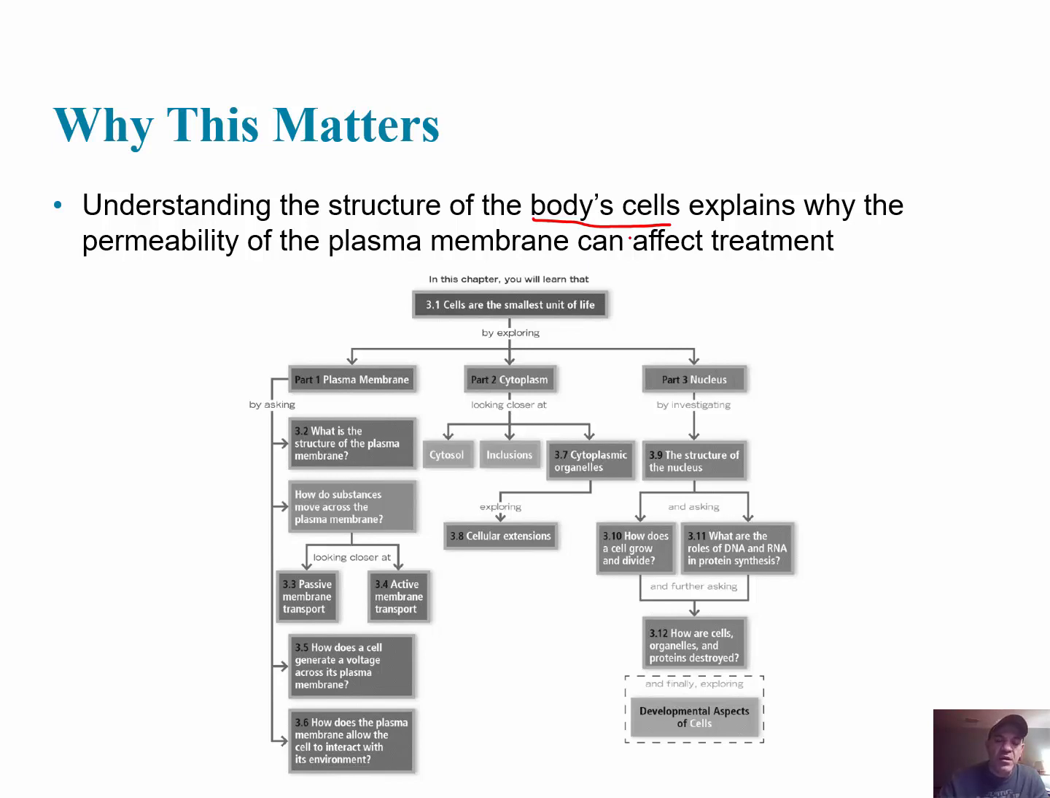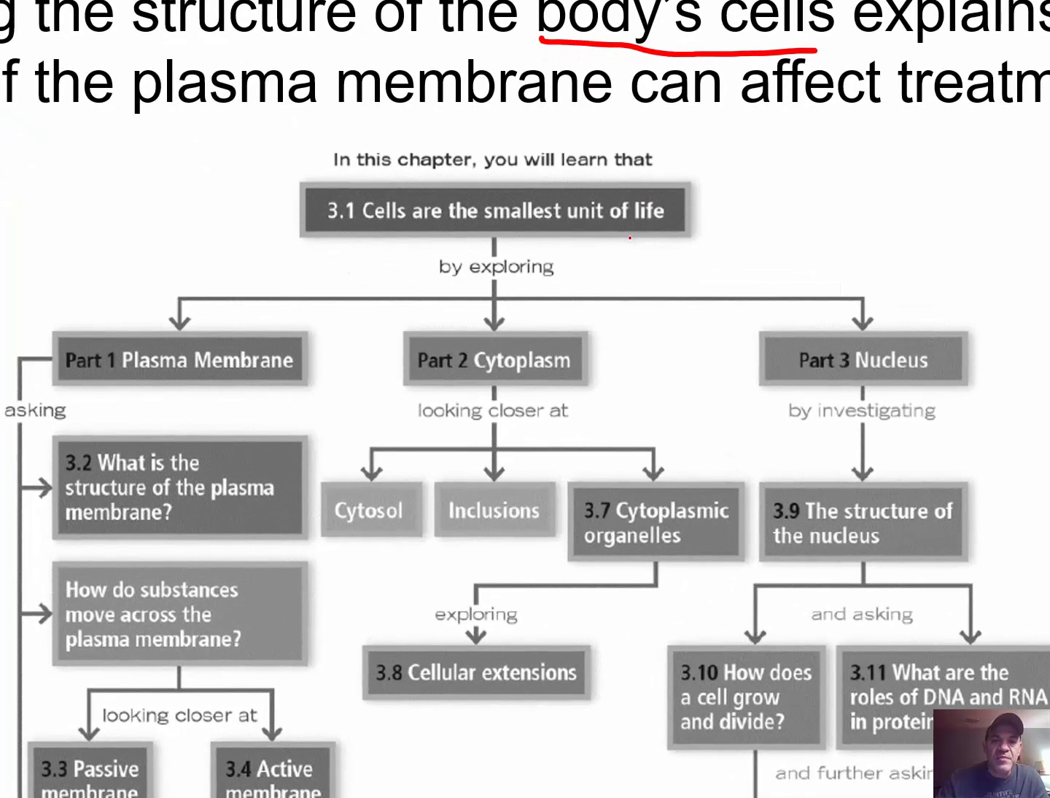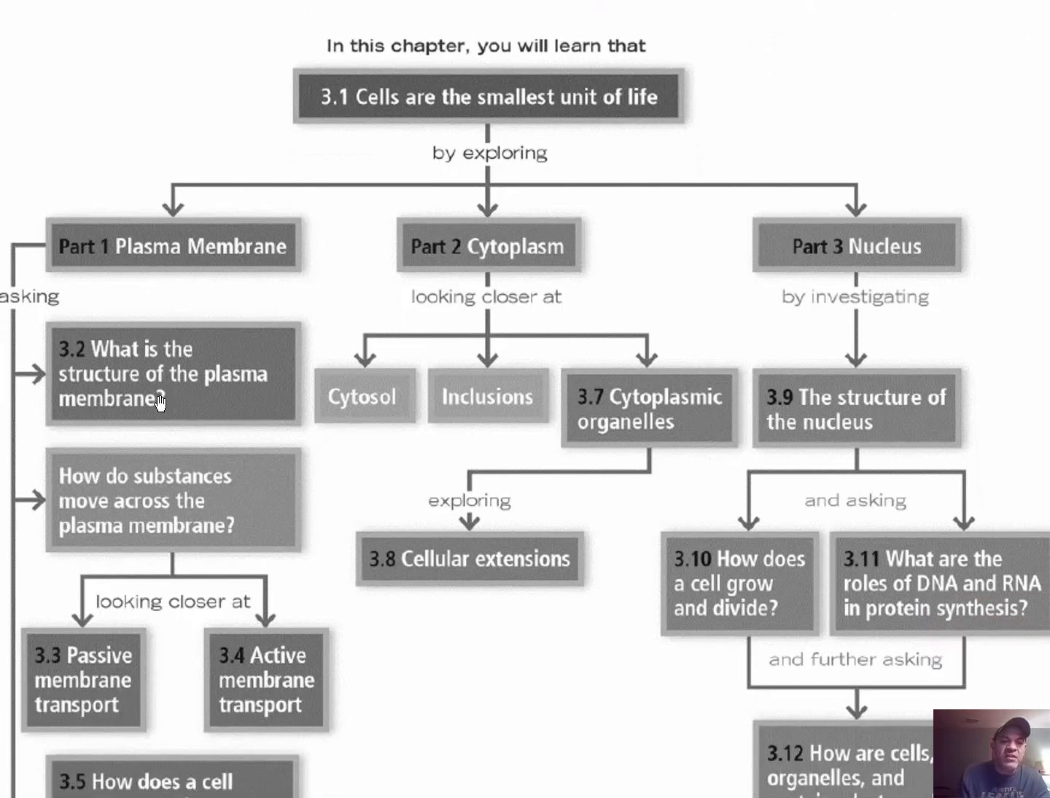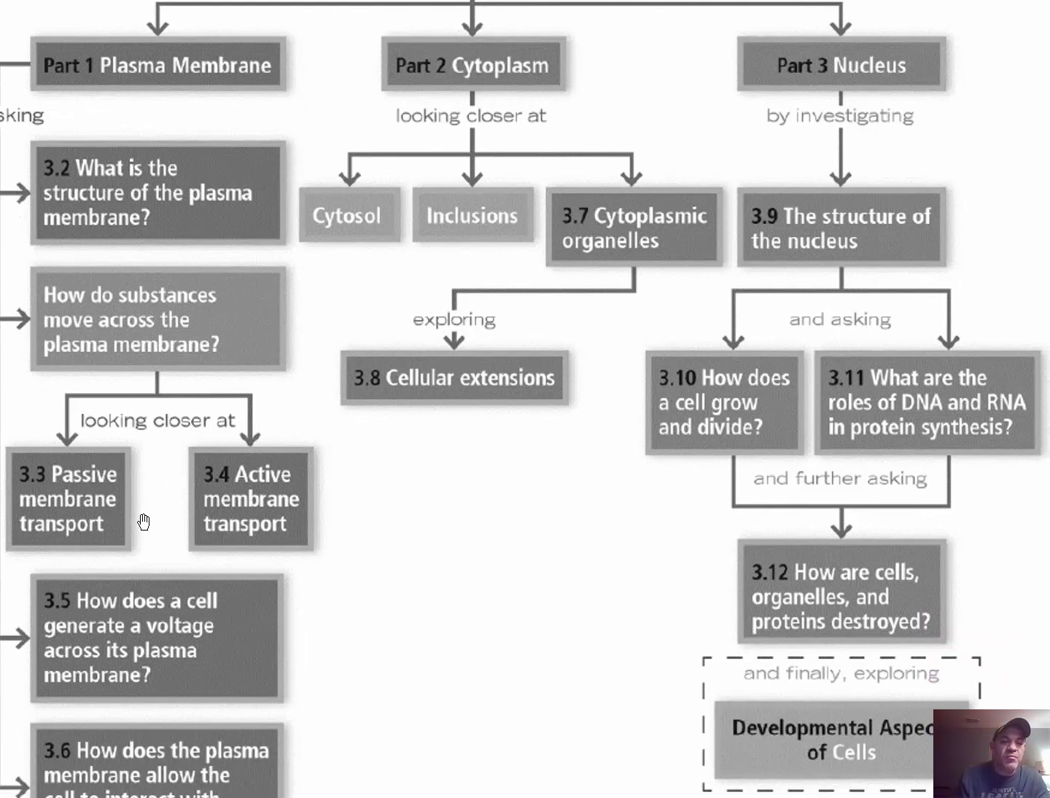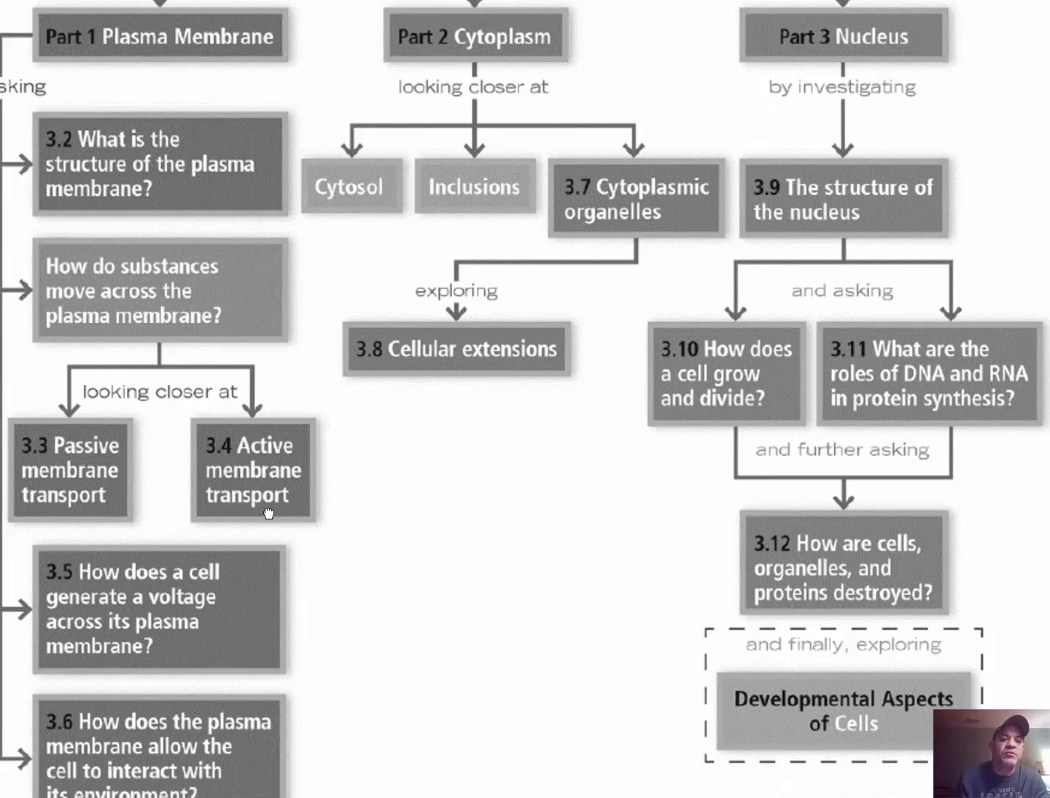design treatments for patients. In this chapter, you're going to learn in section 3.1 that cells are the smallest unit of life, and we're going to be exploring 3 parts. In part 1, we're looking at the plasma membrane. We're going to be asking what is the structure of the plasma membrane, how do substances move across the plasma membrane, and we're going to look closer at modes of movement. In 3.3, we're going to look at passive membrane transport, and in 3.4, active membrane transport.